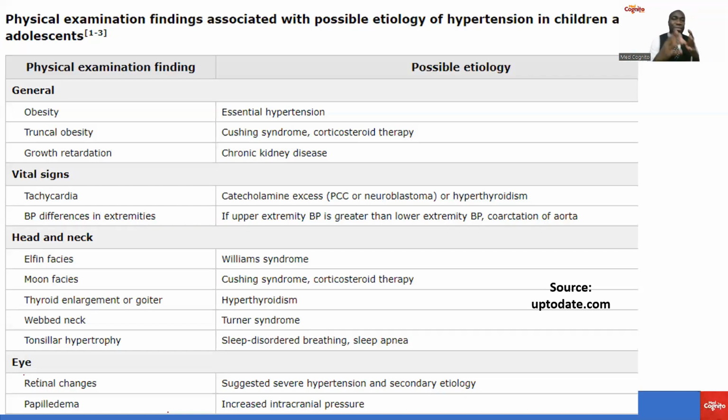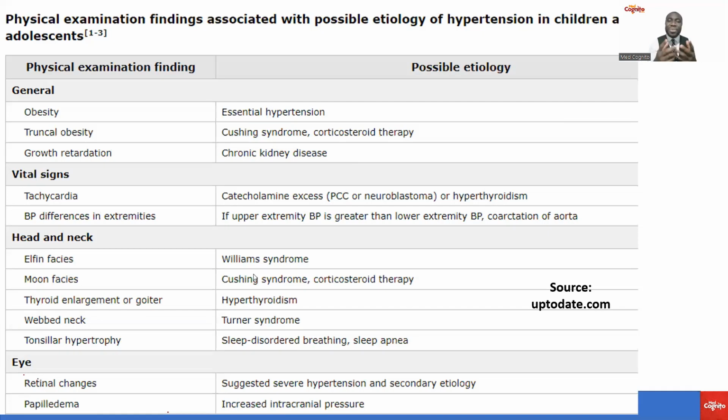So if you have a patient who has moon facies with hypertension, you're thinking about Cushing's syndrome or steroid therapy. If you have a patient who has thyroid enlargement plus hypertension, then you're thinking about what? Hyperthyroidism. If you have a child who has web neck with hypertension, then what are you thinking about? Turner syndrome. Now, this is the other point. If you have a patient who has tonsillar hypertrophy plus hypertension, obesity, obstructive sleep apnea.